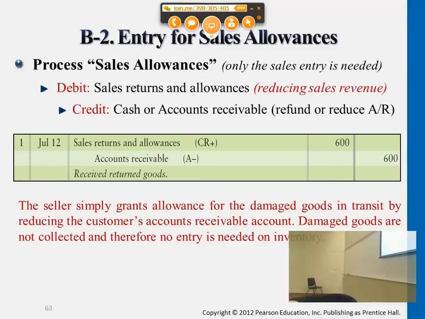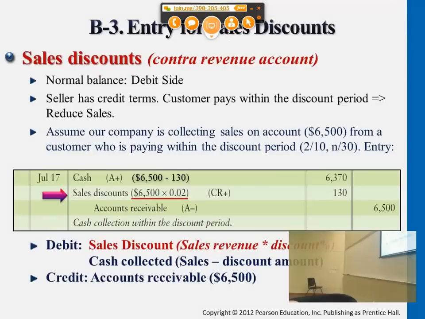So after this, once the customer reaches the day that they will pay you back the amount of the goods they purchased from you earlier, if this is within the discount period, we also take care of the amount of discount under another revenue account called sales discount. And sales discount, just like returns and allowances, both have a normal balance on the debit side, just because both of them really reduce sales revenue.